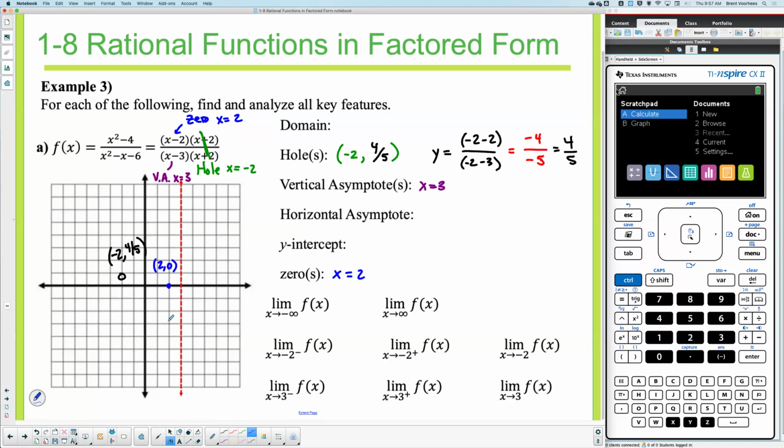Questions over that? Okay, so now the domain. The domain is x cannot be any values that came from factors of the denominator, whether they've been canceled or not, it doesn't matter. Those are the undefined values. Where are we undefined?